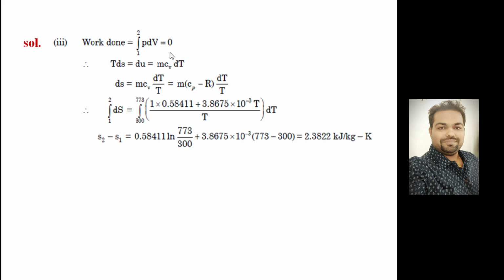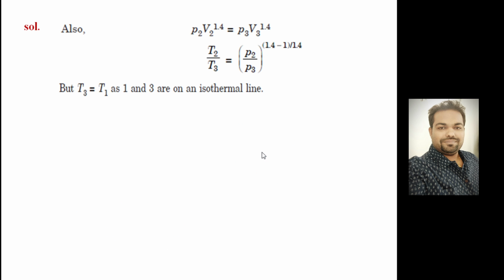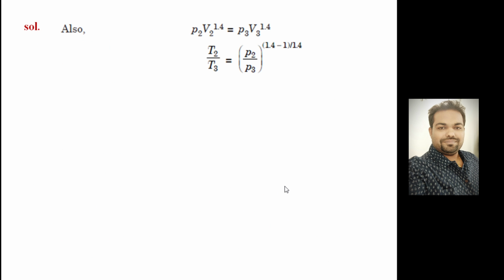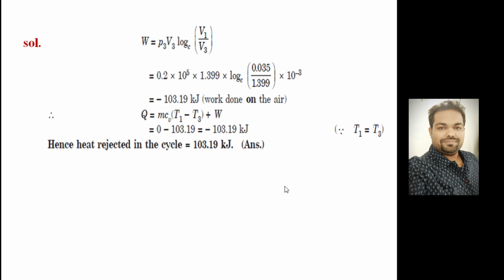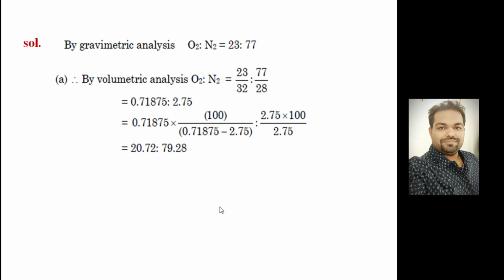Work done is PdV, right? She is asking about apart from that, what he is asking is the efficiency of the cycle. With that it is over, right? So your problem is over with the cycle efficiency, that's all.